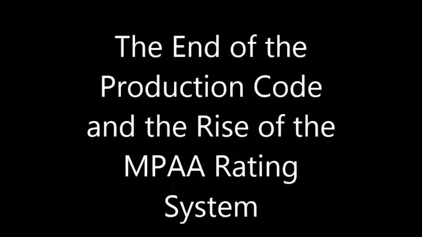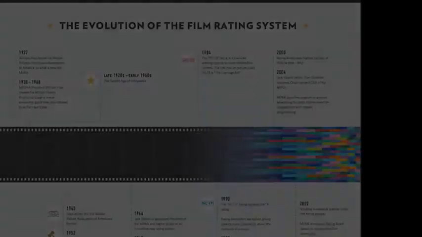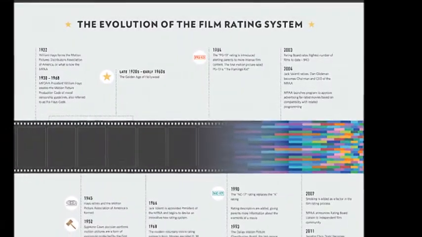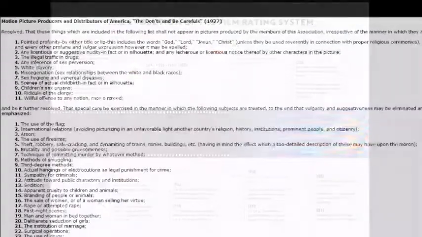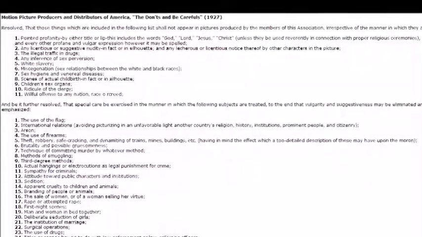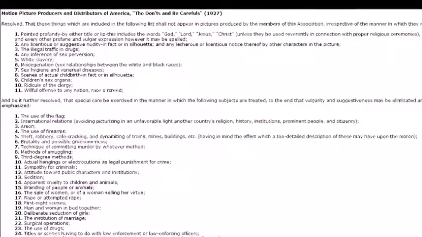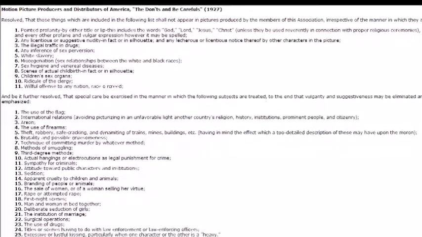The end of the production code and the rise of the MPAA rating system. When movies took off in the early 1900s, thousands went to watch them. The problem was there were no do's and don'ts of the film world. There were laws enforced at local levels; however, there were no set guidelines to follow while filming.